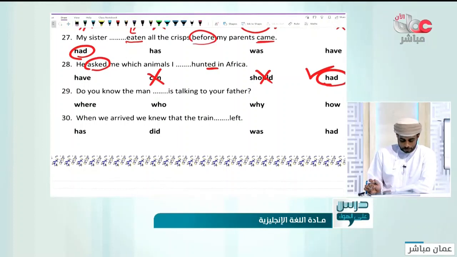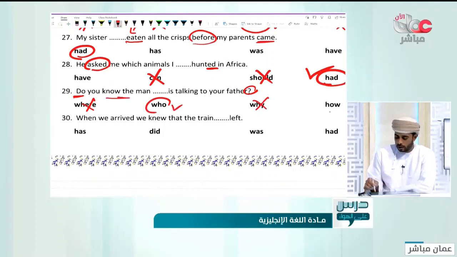29. See, the first thing is, do you, which is a question. Nice. Do you know the man is talking to your father? Nice. So where is talking to your father? No. Who is talking? Yes. Why is talking? Do you know why is talking? No. How is talking? No. Good work. Do you know the man how is talking to your father? Yeah, but who is talking to your father is the suitable answer, because he's asking about the man who is talking. Good.